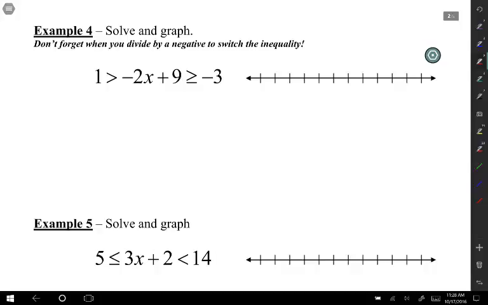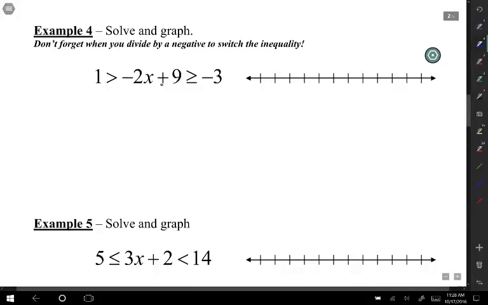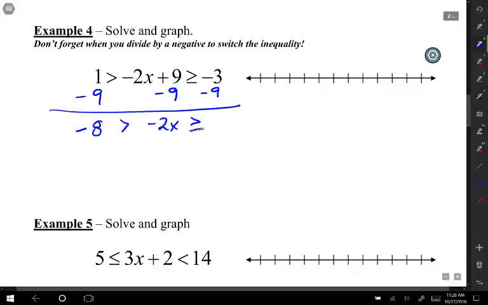All right. Who wants to solve this one? Ella, you feel comfortable? How do you get rid of that plus 9? Okay, so minus 9. Just to the middle? To both sides as well. So minus 9 three times. What's left? Negative 8. Negative 2x. Greater than or equal to negative 12.